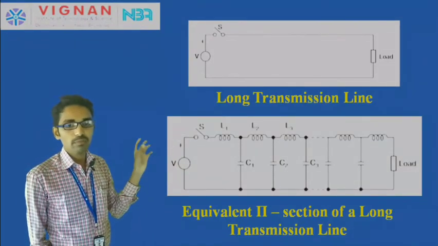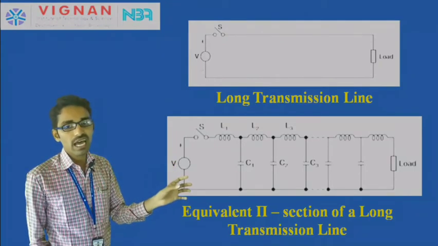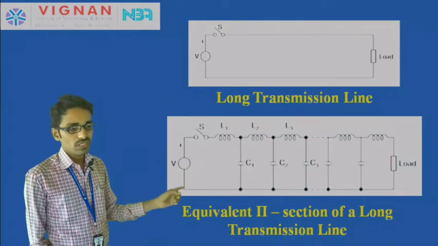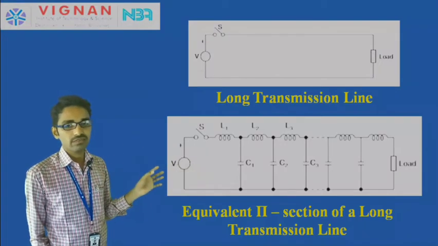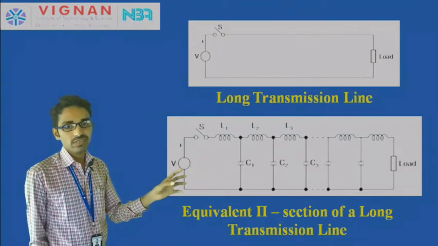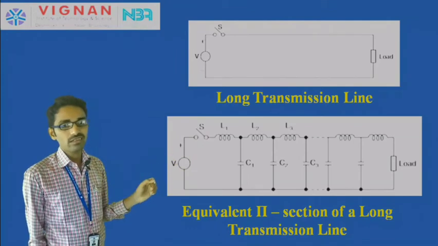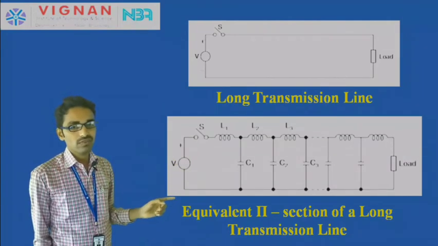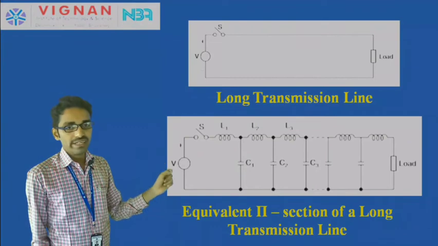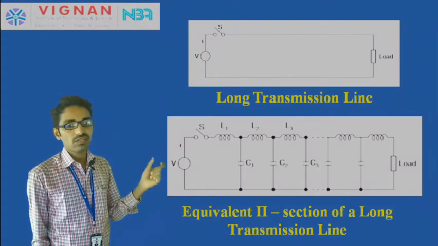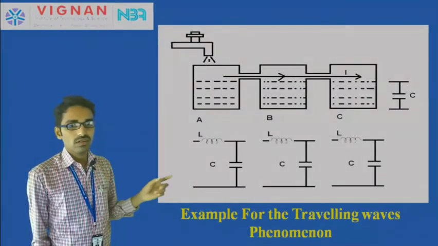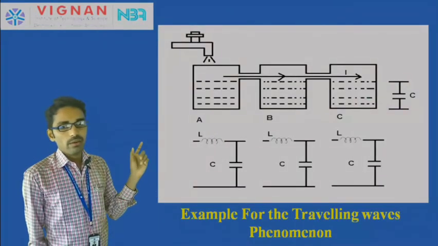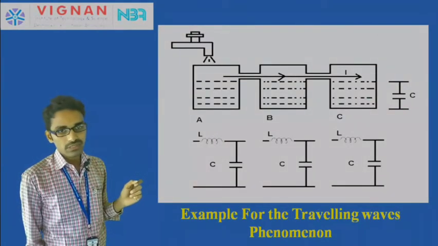If you consider the equivalent pi section of that long transmission line, it is this one. In this you are going to have L1, C1, L2, C2, like that up to the receiving end, with pi sections of L and C. These L1 and C1 are the inductance and capacitance per unit length that we are going to consider here. In this way the travelling waves are produced.